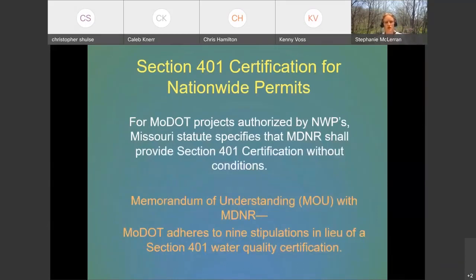So for the 401 certification from DNR, we kind of talked about this earlier. MoDOT has a memorandum of understanding with DNR so that DNR does not condition projects that are permitted under a nationwide permit. So anything that falls under a nationwide permit, we automatically have our 401 certification from DNR so long as we're adhering to the 9 stipulations that are in the MOU. There's actually a state statute that has this language in it that DNR can't do anything when we're under a nationwide permit.